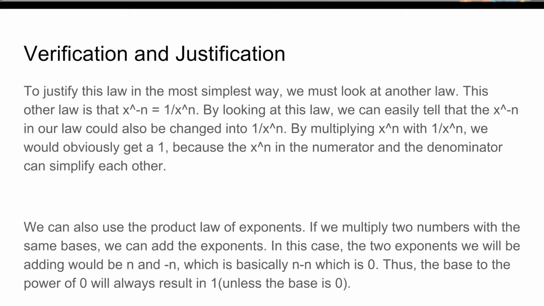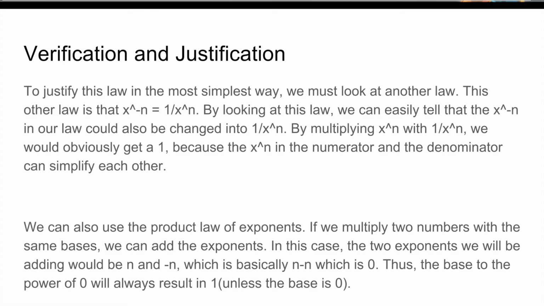My verification and justification is, first of all, by using another law, which tells us that x raised to the power of negative n equals 1 over x raised to the power of n. We can apply this law to our conjecture. So basically, x raised to the power of minus n in our conjecture becomes 1 over x raised to the power of n, which becomes x raised to the power of n multiplied by 1 over x raised to the power of n, which then makes the x raised to the power of n go in the numerator and the denominator, which then causes them to simplify each other and become 1.